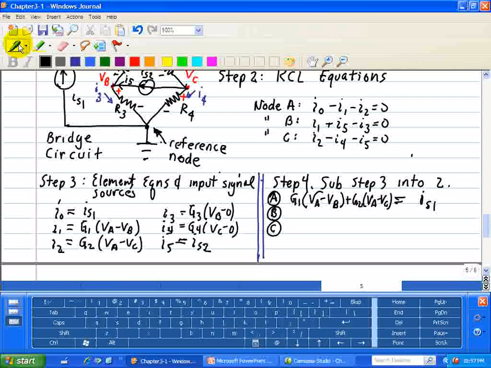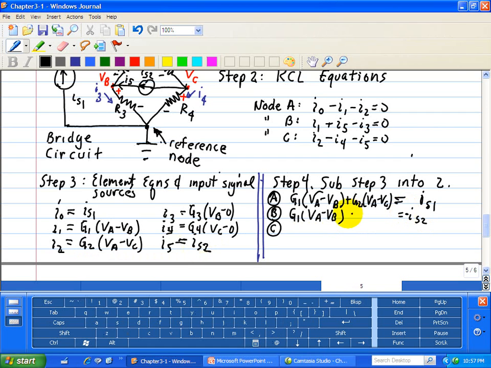Next, for node B, we have I1 plus I5 minus I3. Substituting for I1, we have G1 times VA minus VB, and then we have I5, which is IS2, putting it on the other side, that's minus IS2, and then we have minus I3, which is minus G3 VB.